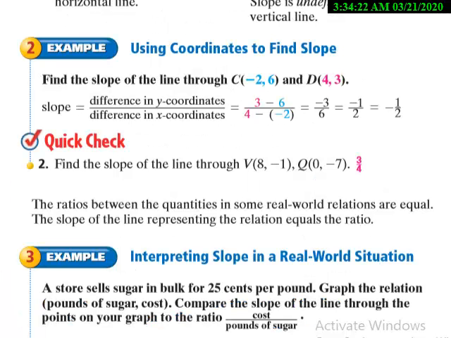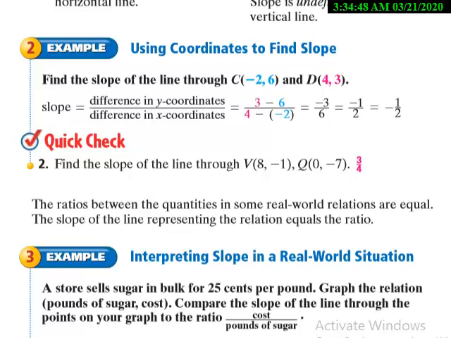Then we need to have an example for finding the slope by using the coordinates. Example number 2, using the coordinates to find the slope. Find the slope of the line through the points -2 and 6, and the other point, which is D, is 4 and 3. I have to write down the mathematical formula because this is very important. The formula of the slope equals y2 minus y1 over x2 minus x1, the difference in y coordinates over the difference in the x coordinates.